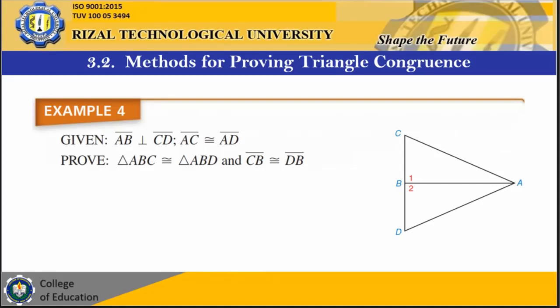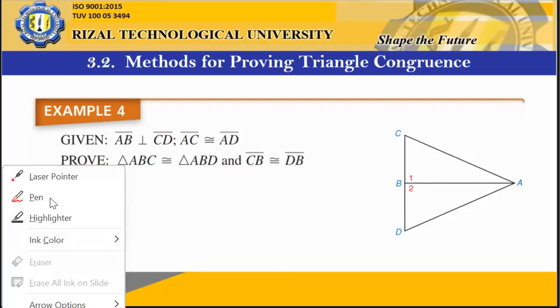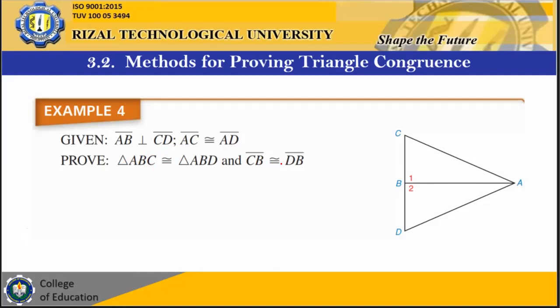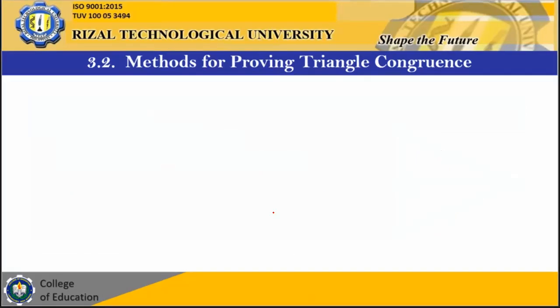Okay, given that AB is perpendicular to CD and AC is congruent to AD, we have two things to prove. Let's prove that triangle ABC is congruent to triangle ABD, as well as segment CB is congruent to segment DB. So of course, let's already put our identical marks for the congruent parts. So this side is congruent to this side. Okay, let's have our proof.